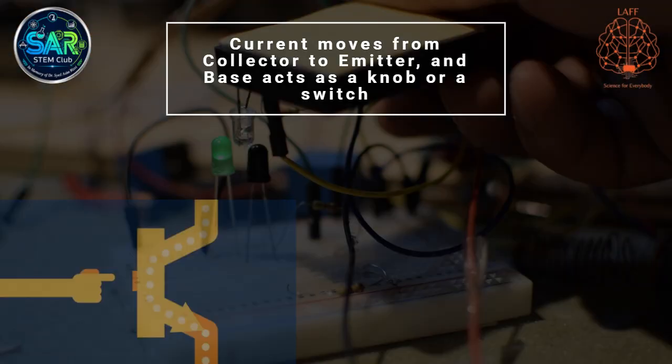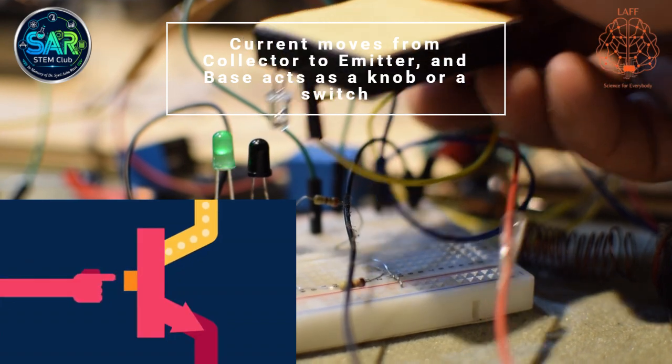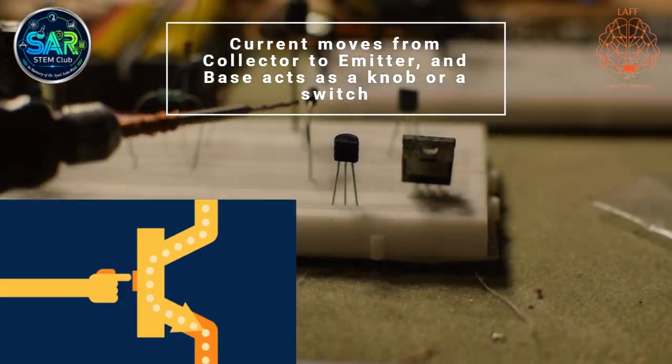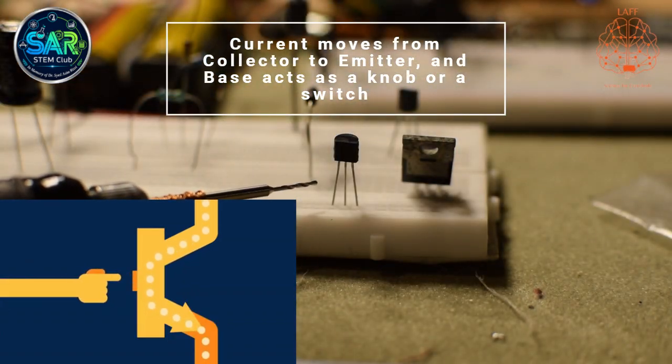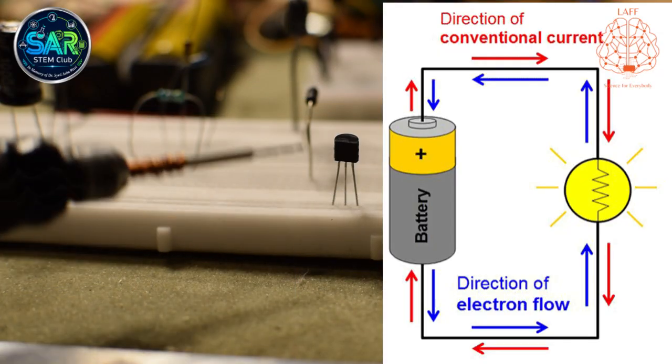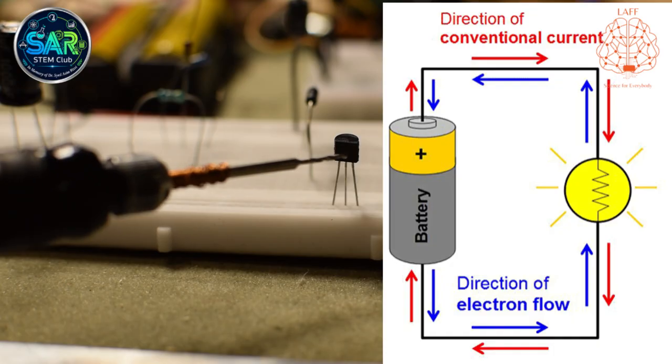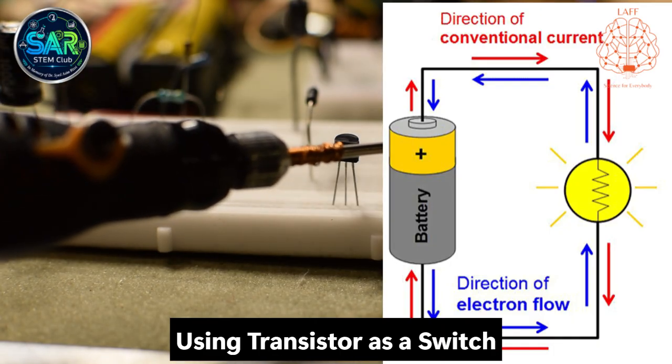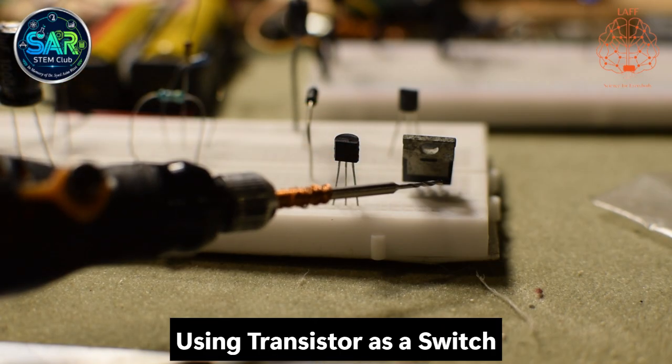When a small electrical signal is applied to the base, the transistor switches on. This allows a larger current to flow from the collector to the emitter. Remember, conventional current flows from collector to emitter, while electrons move in the opposite direction from emitter to collector. Now let's see a practical example.